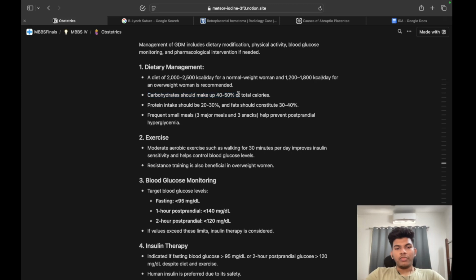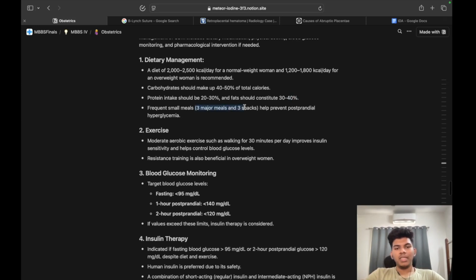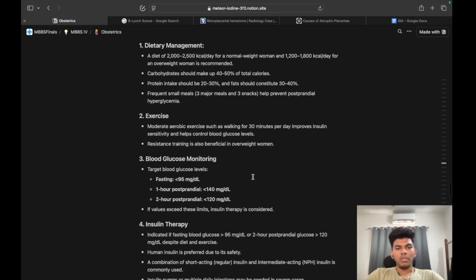Carbohydrates should make up 40 to 50%, protein 20 to 30% and fats 30 to 40%. Frequent small meals, 3 major and 3 snacks, help prevent postprandial hyperglycemia. We don't want a sudden overload of glucose in the bloodstream.